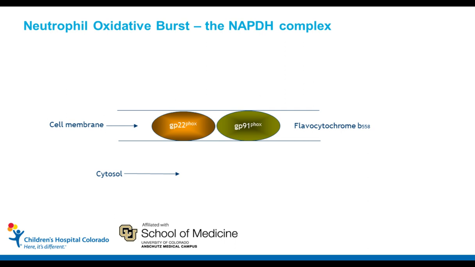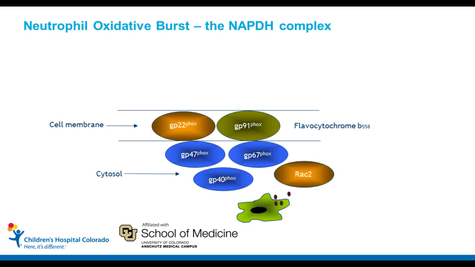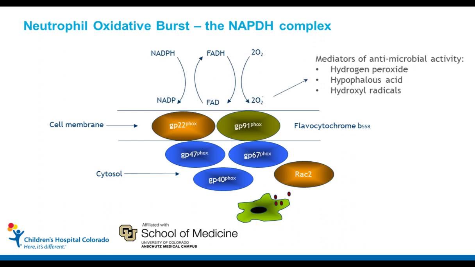The NADPH complex is composed of two protein subunits that are present within the cell membrane, GP22 FOX and GP91 FOX. In the presence of infection, a number of cytosolic proteins are recruited to the membrane, GP47, 67, GP40, FOX, and RAC2, and together they form the NADPH complex that allows the electron transport chain to then release reactive oxygen intermediates that are mediators of antimicrobial activity.